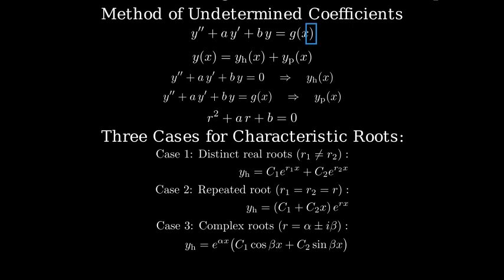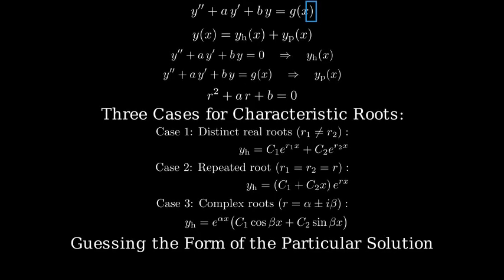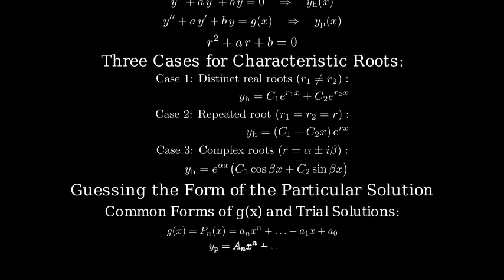Now let's focus on finding the particular solution, y_p, using the method of undetermined coefficients. The key idea is to make an educated guess for the form of the particular solution based on the form of g(x), and then determine the coefficients. Here's a table of common forms of g(x) and the corresponding trial forms for y_p. If g(x) is a polynomial of degree n, then we try a general polynomial of the same degree.